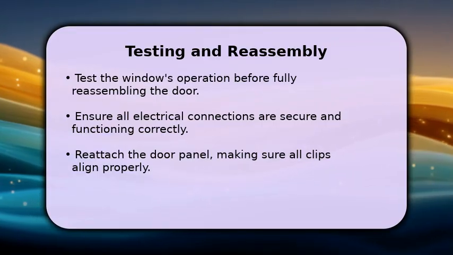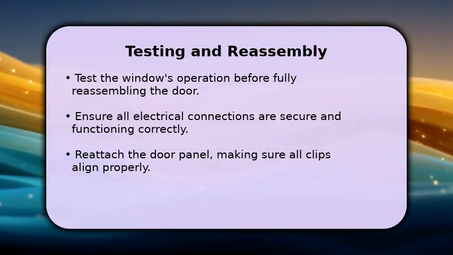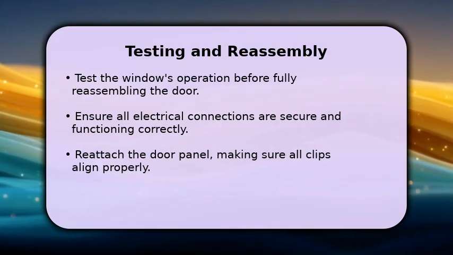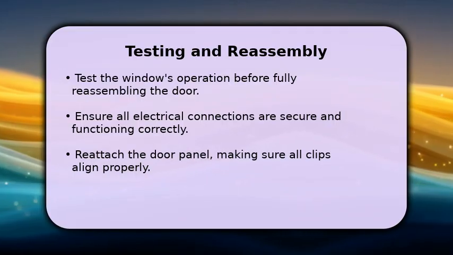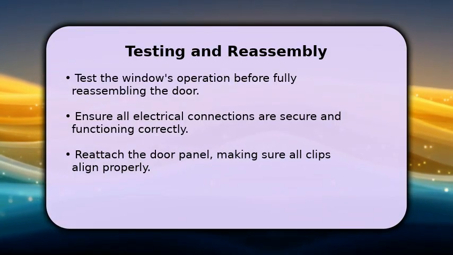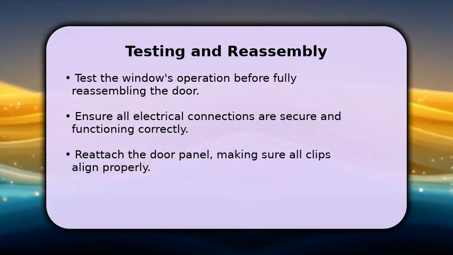Once confirmed, carefully reattach all electrical connectors to the door panel. Align the door panel clips with their corresponding slots and firmly press it back into place. Finally, reinstall all screws and trim pieces to complete the repair.